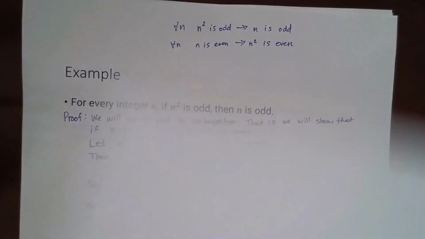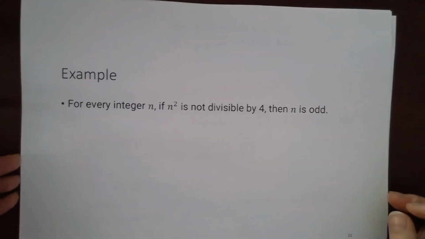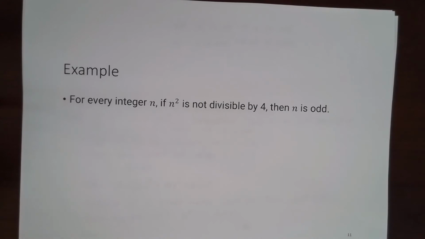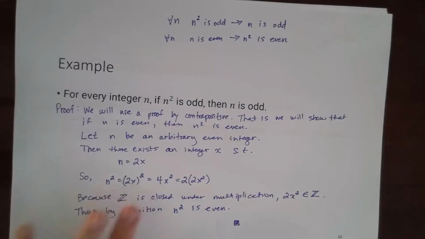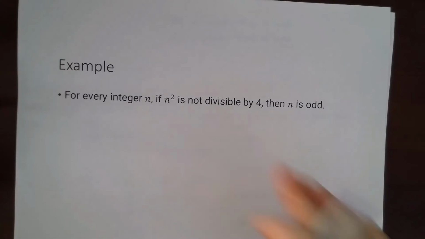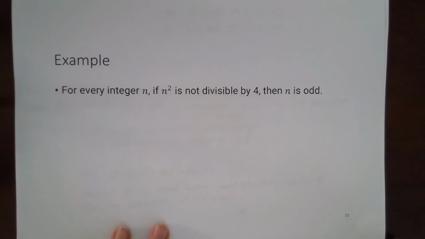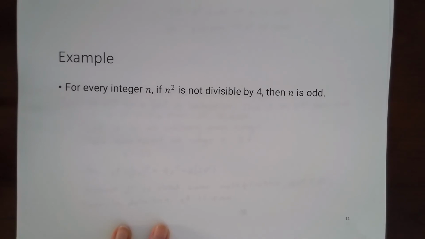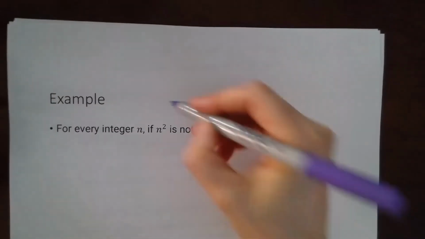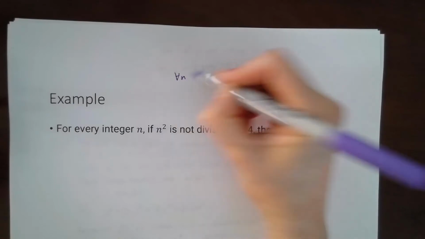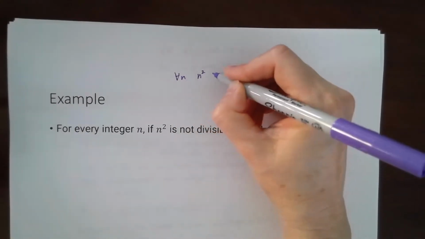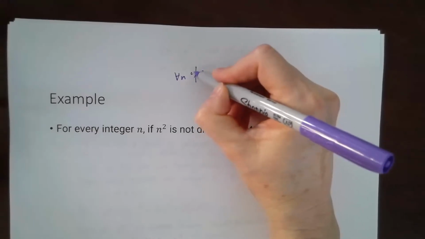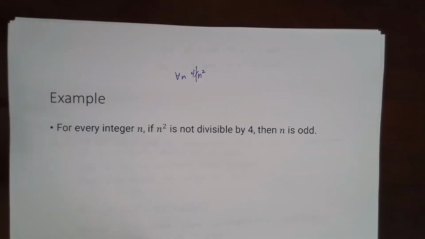Okay, so let's try another one of these. I tried to pick out some that would cover all the different kinds of options. So we had one with odd. This time we have something with divisibility. For every integer n, if n squared is not divisible by 4, then n is odd. If we were to write this one out, we have for all n, if n squared is not divisible by 4, so if 4 doesn't divide n squared, then n is odd.